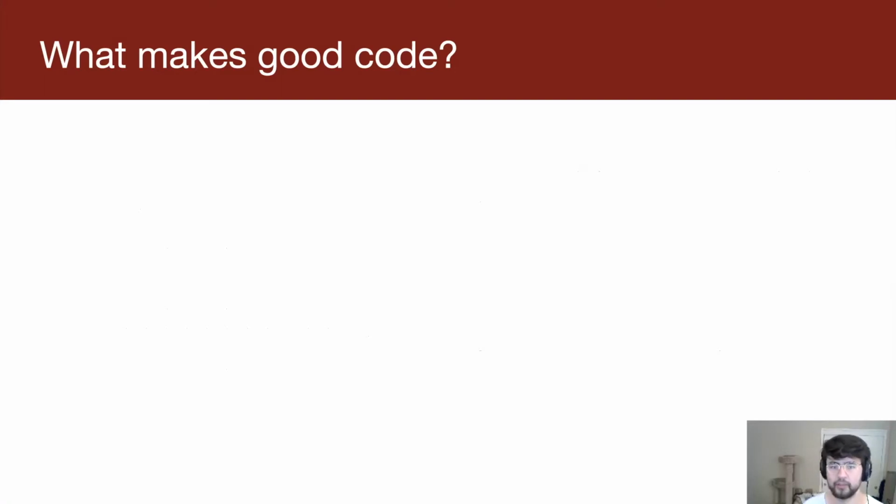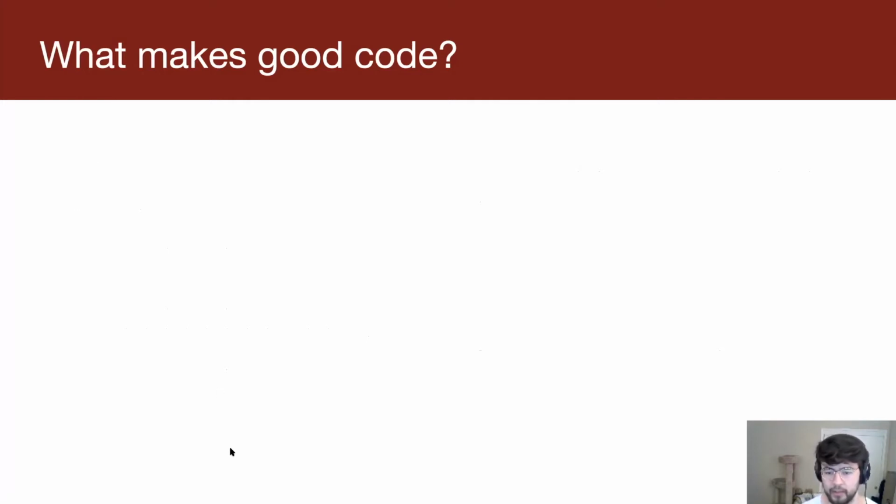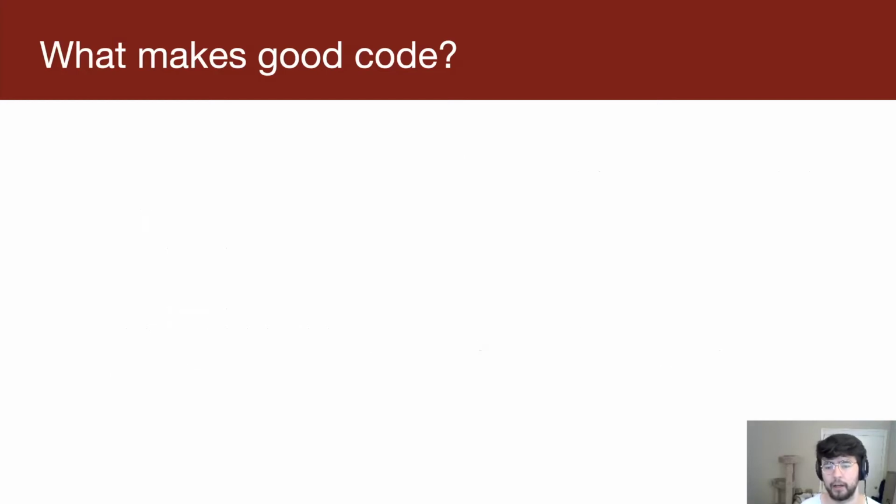And we try to drive home this idea of pre and post conditions. You have your preconditions, which are conditions that are supposed to be met before the function starts running, and post conditions, which are supposed to be met once the function is finished. So the post condition of repair column might be that Carol is facing south, or it might be that Carol is facing east. Whatever it is, it just has to be consistent. We have to know, looking at this, that after repair column, Carol's going to be facing a certain way. That means that move to next column can expect that Carol is in that position and can put the appropriate rotate or move commands in order to make this work.